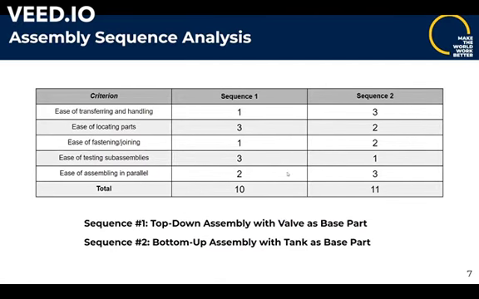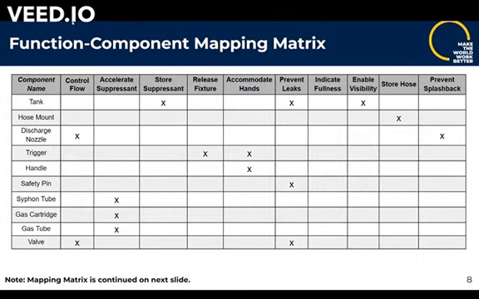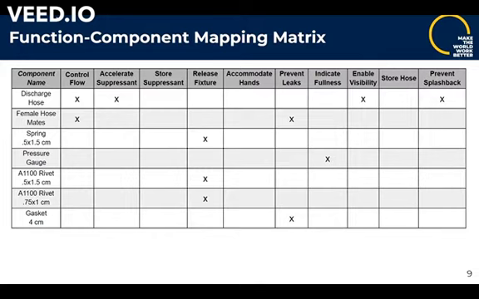And so on the next slide, we mapped out the function component matrix here. In the top row, we see the functions from the FAST diagram, and on the left side, we see the components of the fire extinguisher and how those interact with each other. It's also continued on the next slide for the remainder of the parts. And that is our function component mapping matrix.